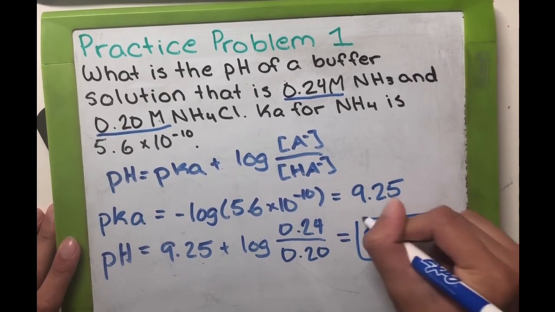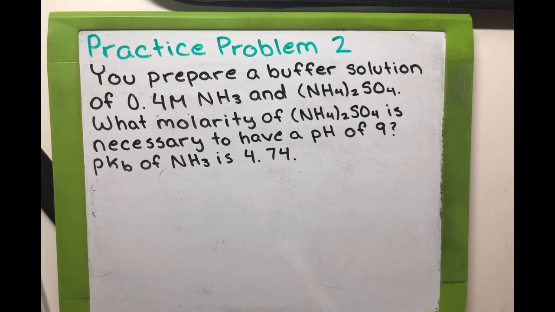In our second practice problem, we are preparing a buffer solution of 0.4 molar ammonia and ammonium sulfate. What is the molarity of ammonium sulfate, which is necessary to have a pH of 9, given that the pKb of ammonia is 4.74? Now, first thing we need to do is find the pKa.